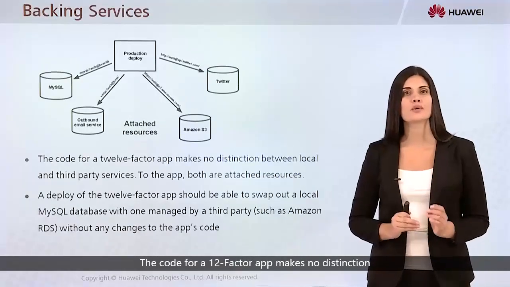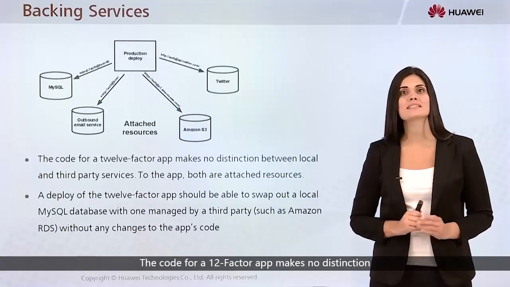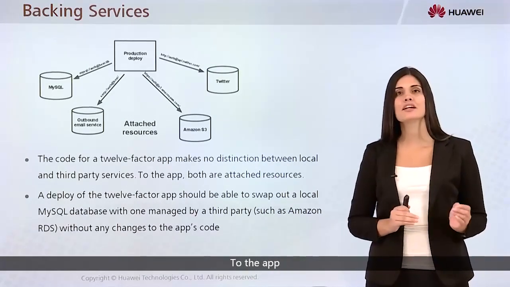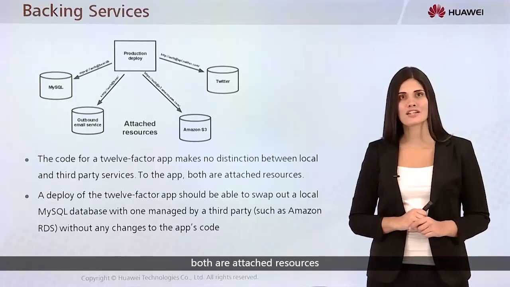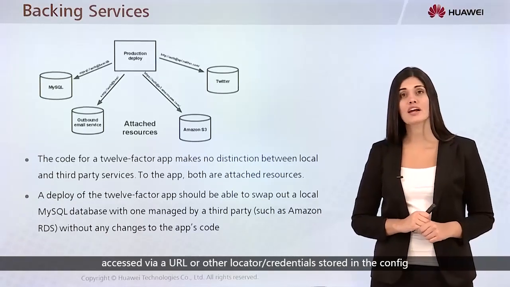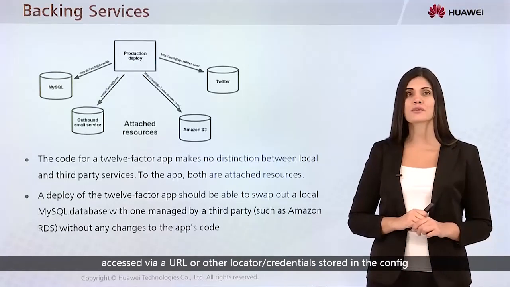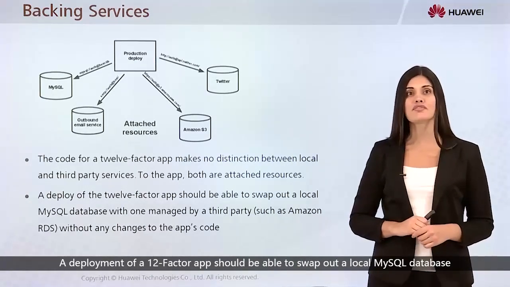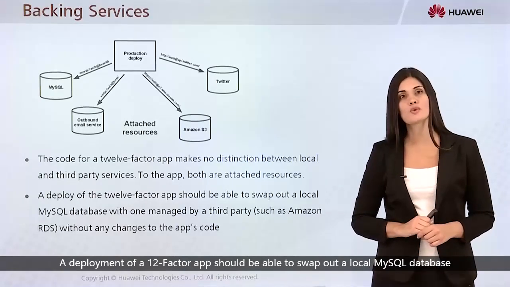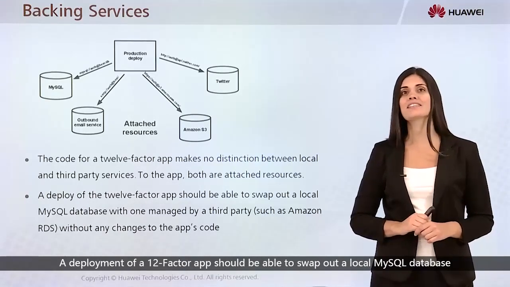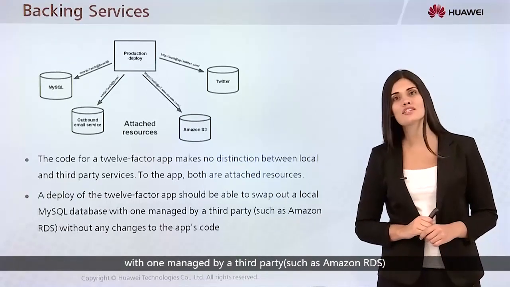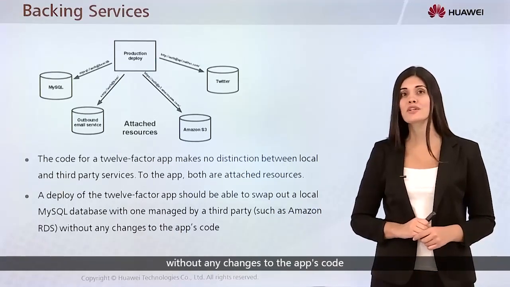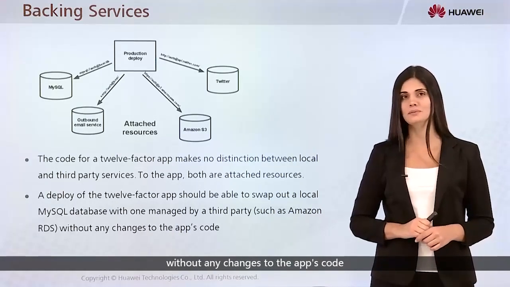The code for a 12-factor app makes no distinction between local and third-party services. To the app, both are attached resources, accessed via a URL or other locator, with credentials stored in the config. A deployment of a 12-factor app should be able to swap out a local MySQL database with one managed by a third party, such as Amazon RDS, without any change to the app's code.